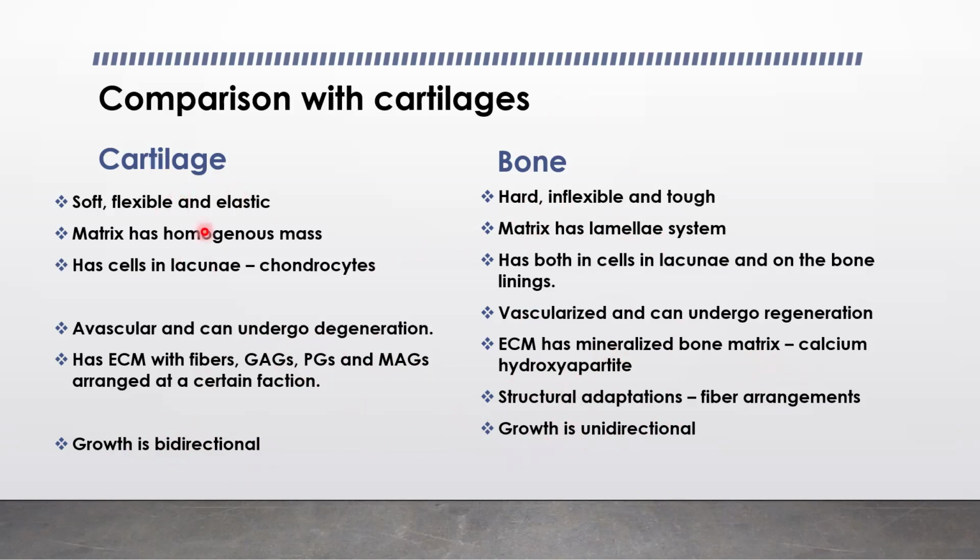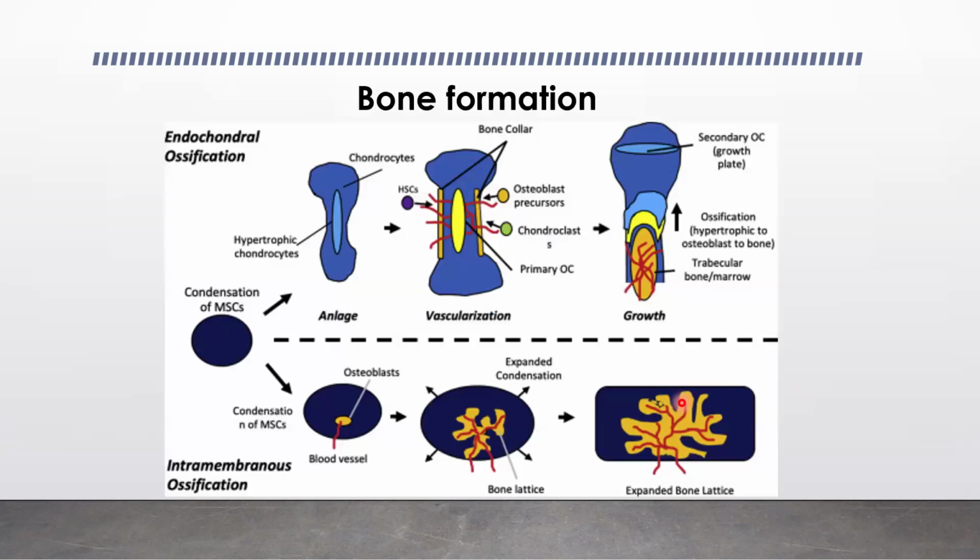Some of the cartilages will have perichondrium, and bone doesn't have perichondrium. Bone will have an inner lining, that is endosteum, and then an outer lining, which is the periosteum. Another point is that the periosteum will have an inner cellular and an outer fibrous component.